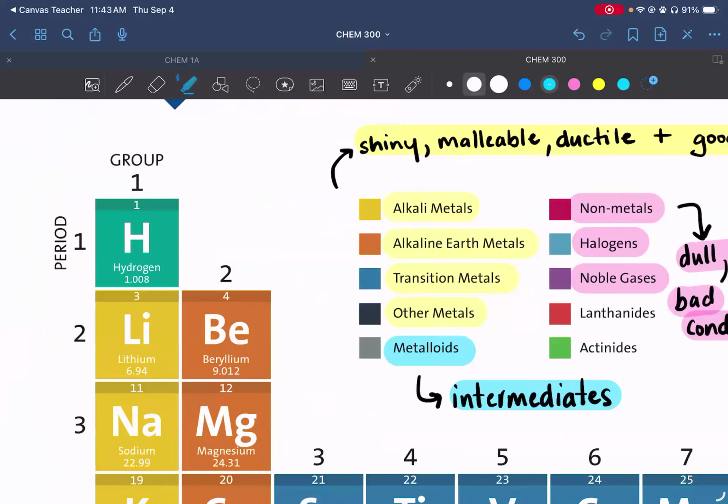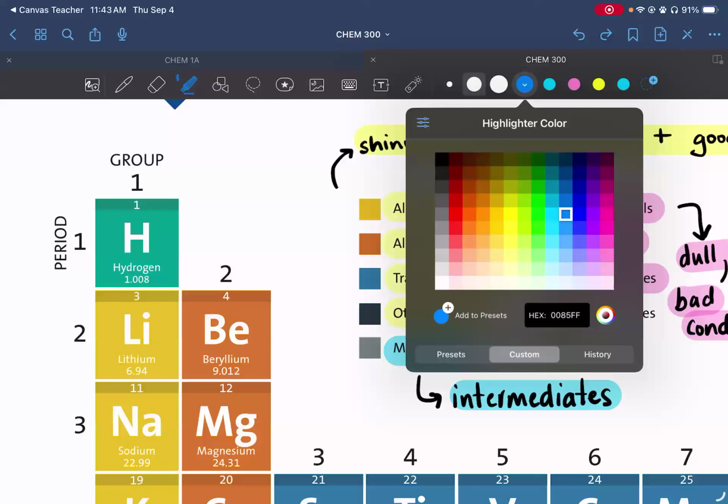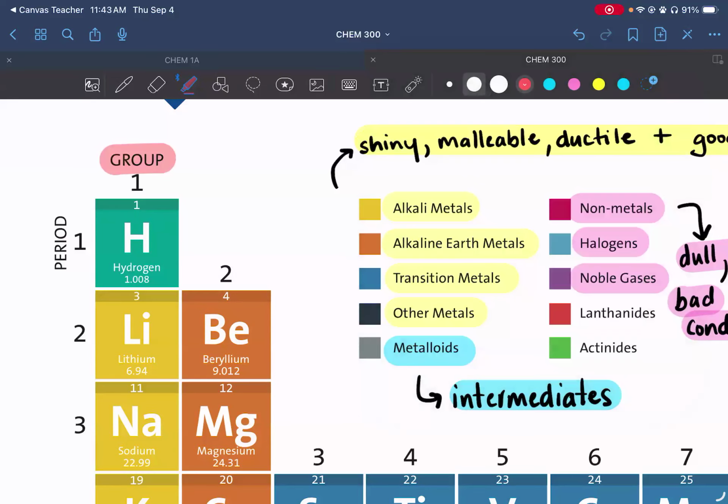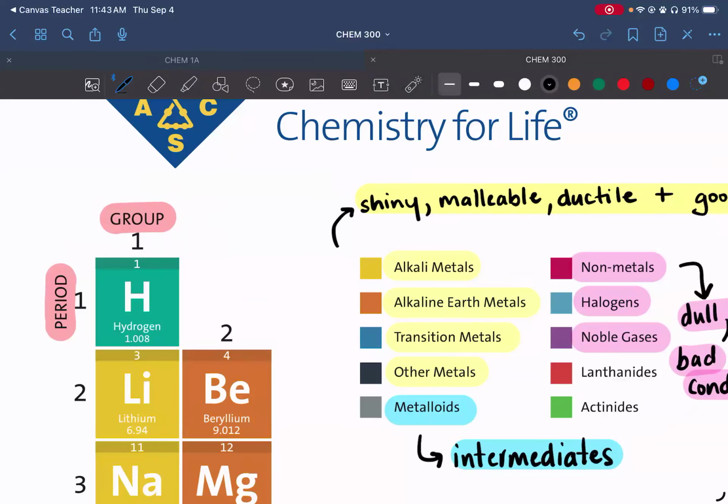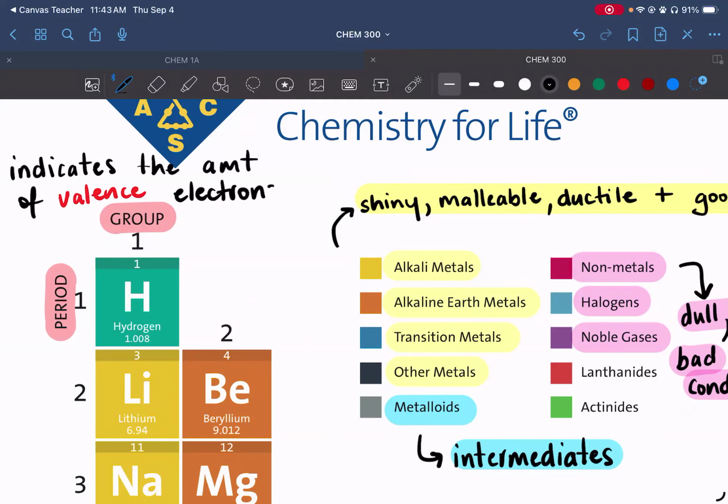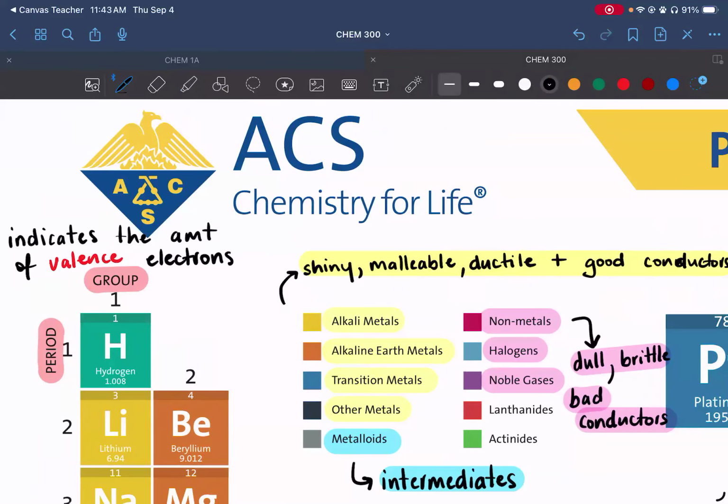The other thing I want you to notice is the labels. Here we have something called group and period. Group, or rather the group number, indicates the amount of valence electrons. This is a new term, valence. First time we've seen it in this class so far.